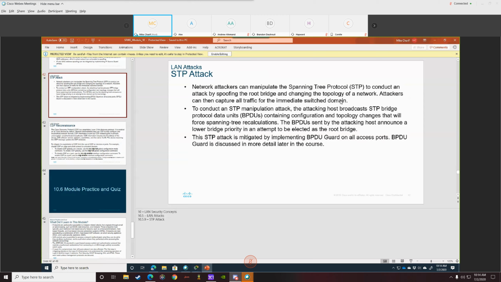Every single switch in that network is supposed to have a status on each port. Either the port is going to be a designated port, or it's going to be a root port. Root port means directly connected to the root bridge. So that switch will be connected to the hacker, and he can sniff all the information from there.